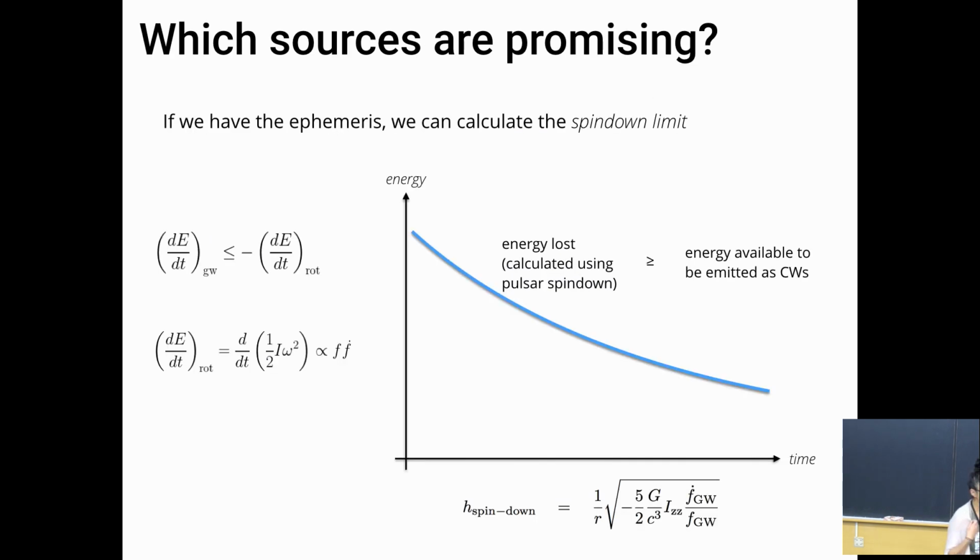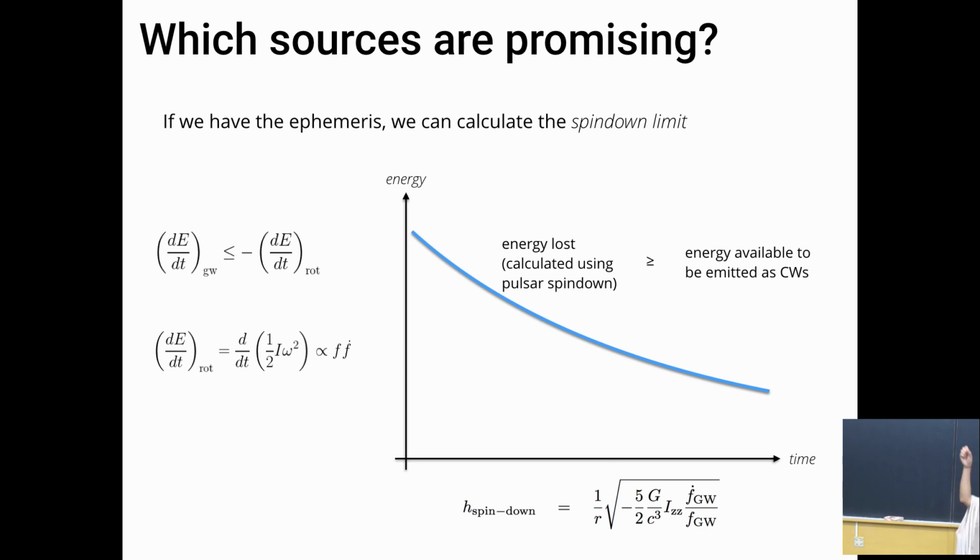So this question of which sources are promising. You know how fast it's spinning down. If it's spinning down, you can calculate how much energy is being lost, how much energy could be emitted in gravitational waves. So if I calculate the energy being lost due to the fact that it's spinning down, that's the maximum amount of energy that's available to be emitted as gravitational waves.